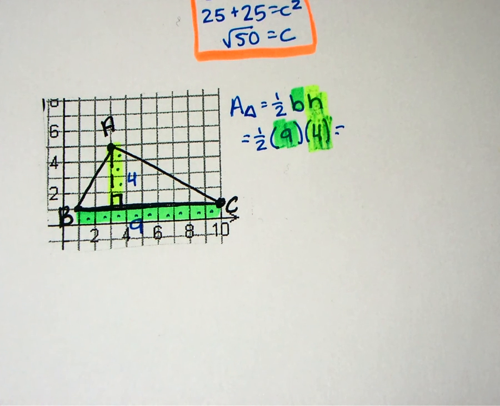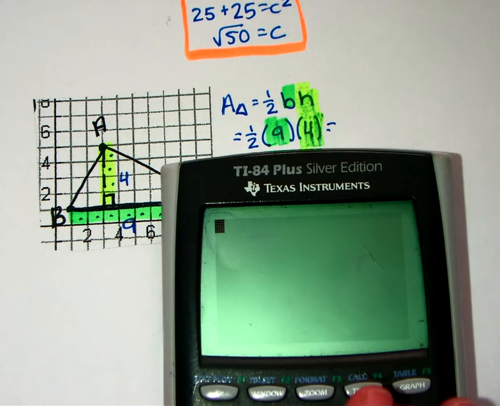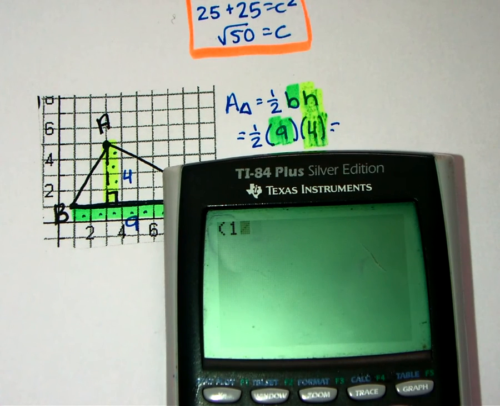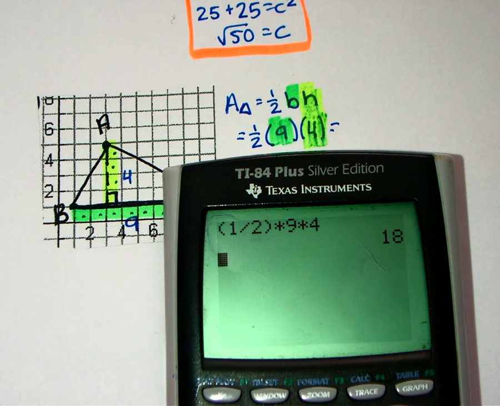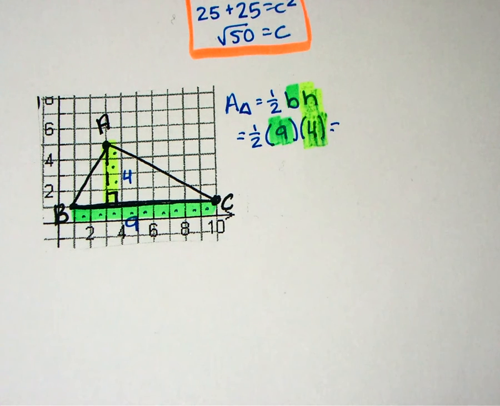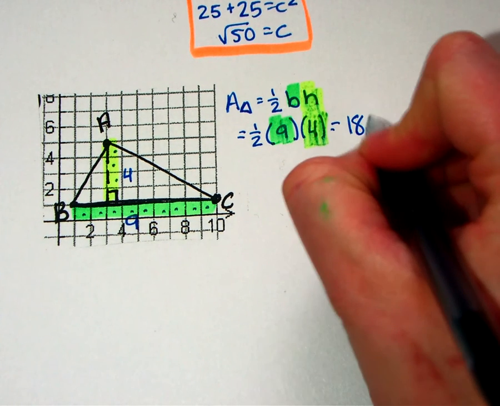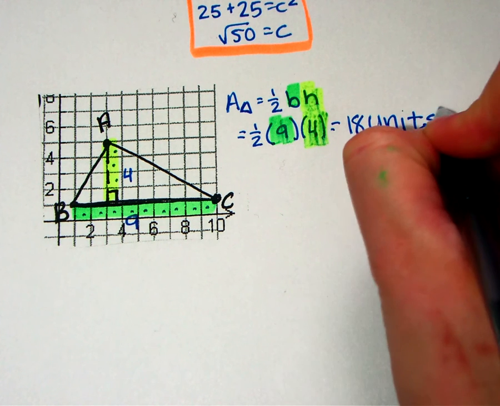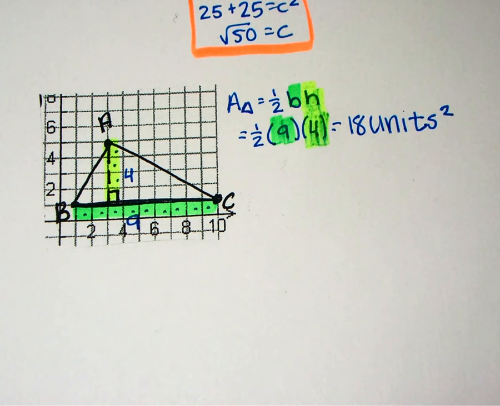So what we're going to do from here is type it straight into our calculator. I'm going to go ahead and put the 1/2 in parentheses. 1/2 times 9 times 4 is 18. So my area is 18 units squared.